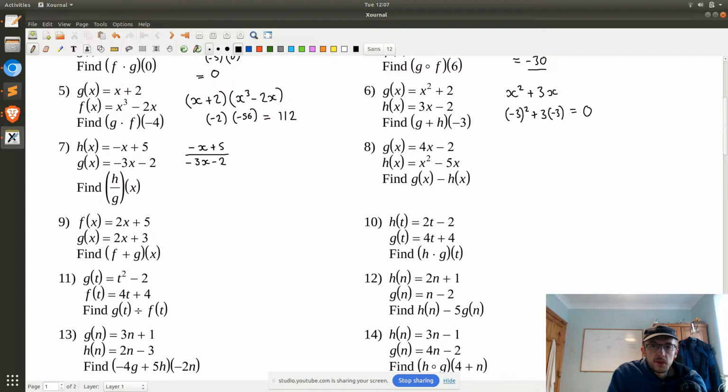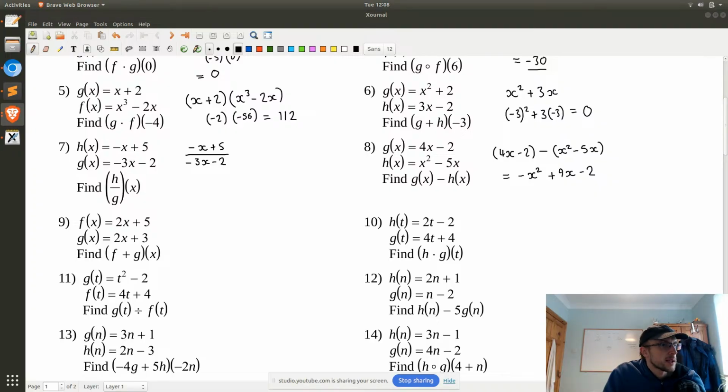Now they're asking you for function g minus function h. So just write out function g in brackets, and then a minus sign, and then function h in brackets. And perform the subtraction. You get minus x squared plus 9x minus 2. And we check, and that's all correct, and that's good.